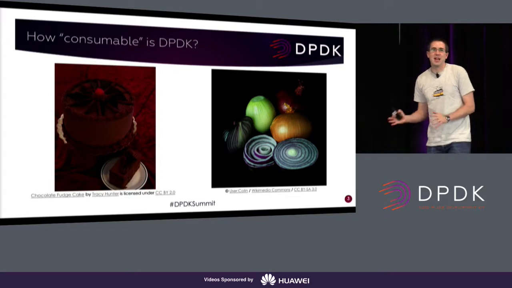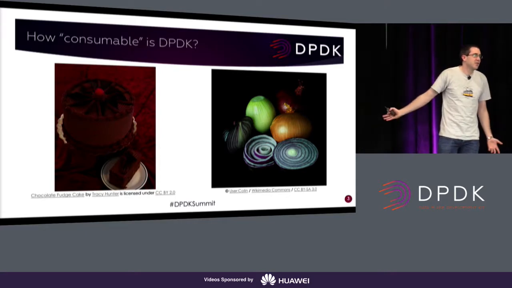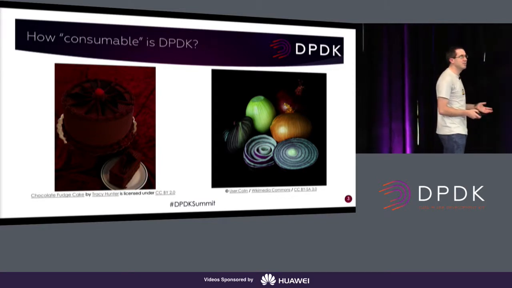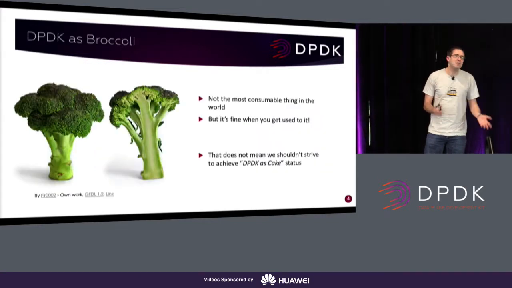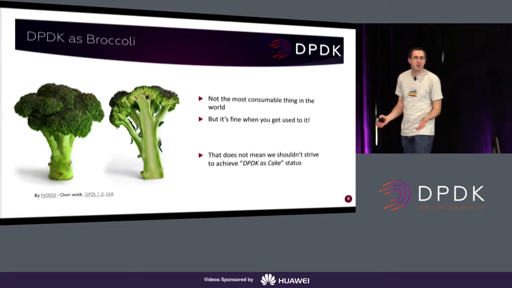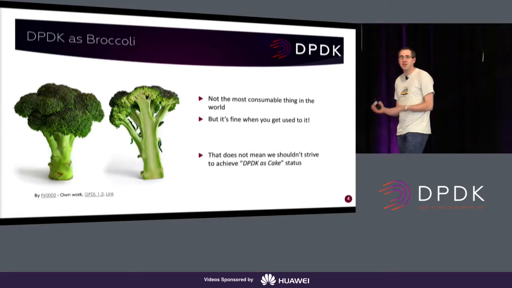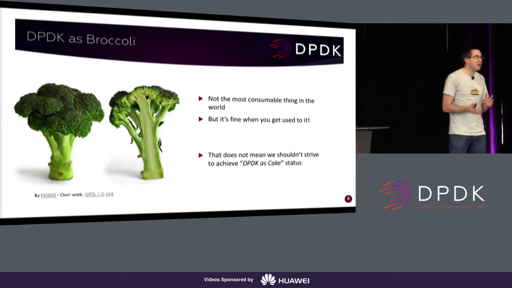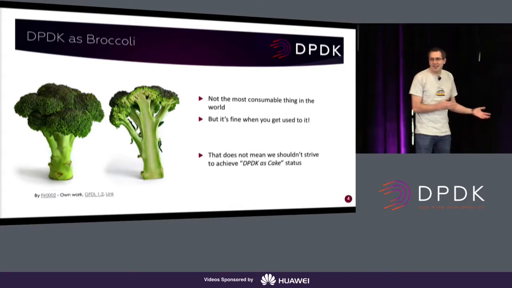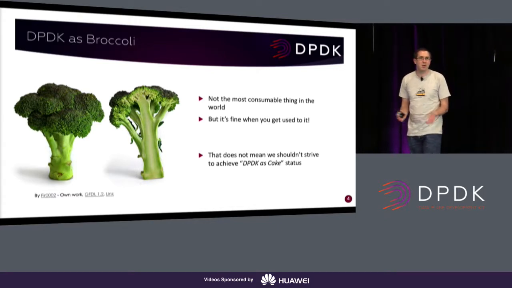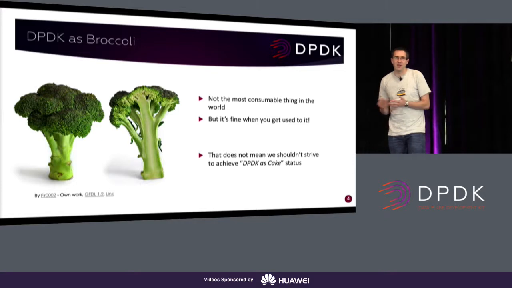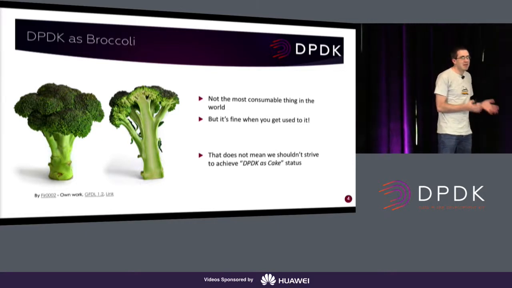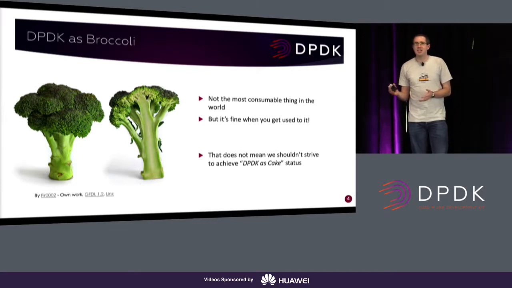So if we have a scale from chocolate cake to onions, where along that scale does DPDK fit? How consumable is DPDK itself? For me, I think DPDK is broccoli. It's not the most consumable thing in the world, but it is kind of okay when you get used to it. And I say this as somebody who has 3 kids at home who will all eat broccoli because they've been fed it enough. It's possibly a kind of Stockholm syndrome. And maybe that's the way it is with DPDK usability too.